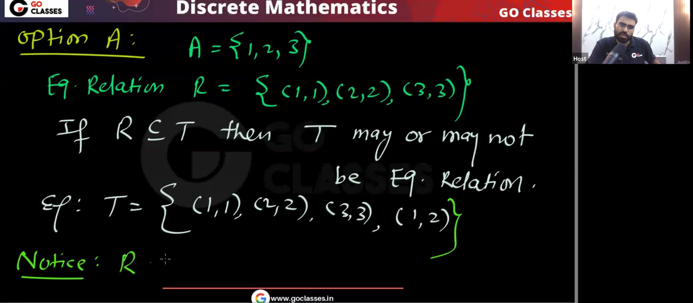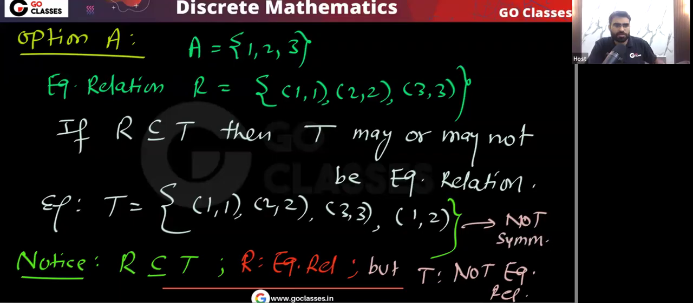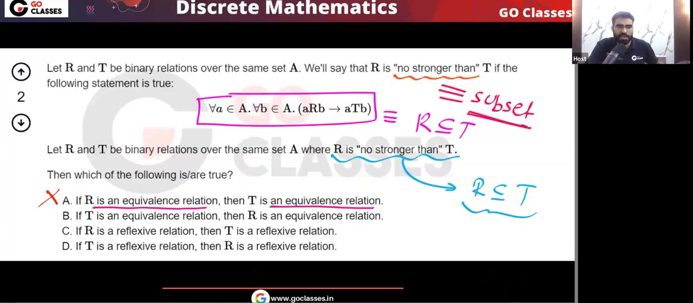R is actually a subset of T. Yes or no? R is a subset of T. R is an equivalence relation, but T is not an equivalence relation. Why? Because T is not symmetric. Is this clear? Because 1 is related to 2, but 2 is not related to 1. So T is not symmetric. So I can simply say that option A is false.